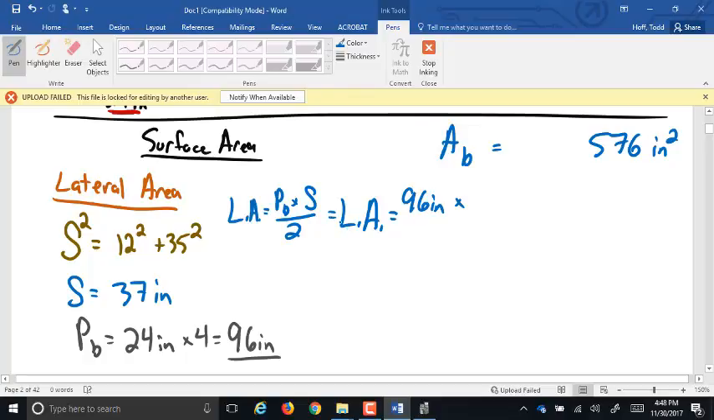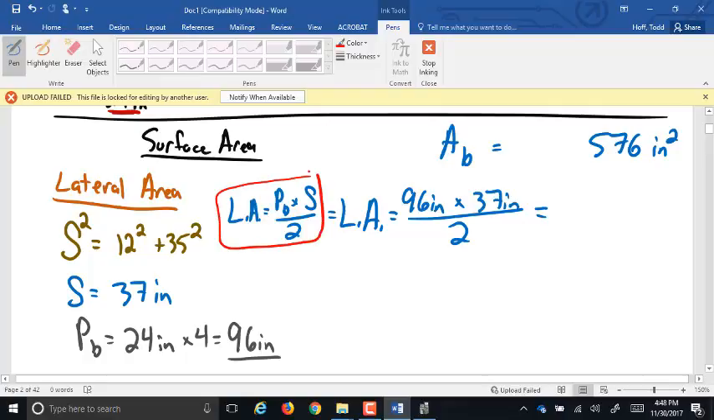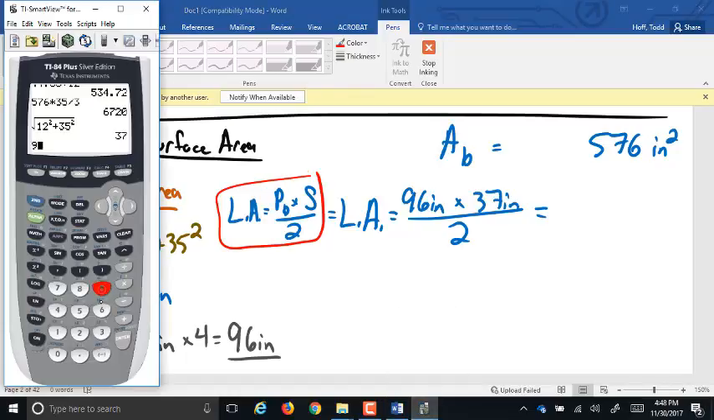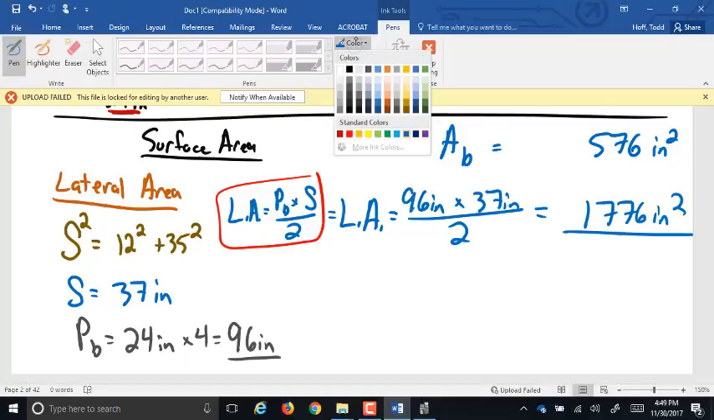But then we're going to divide it by 2, because it's shaped like triangles. So now in a pyramid, the lateral area is the perimeter of the base, but instead of multiplying by the height, we multiply by that slant, and we have to divide it by 2. Giving us 1,776 inches squared as the lateral area for this shape.